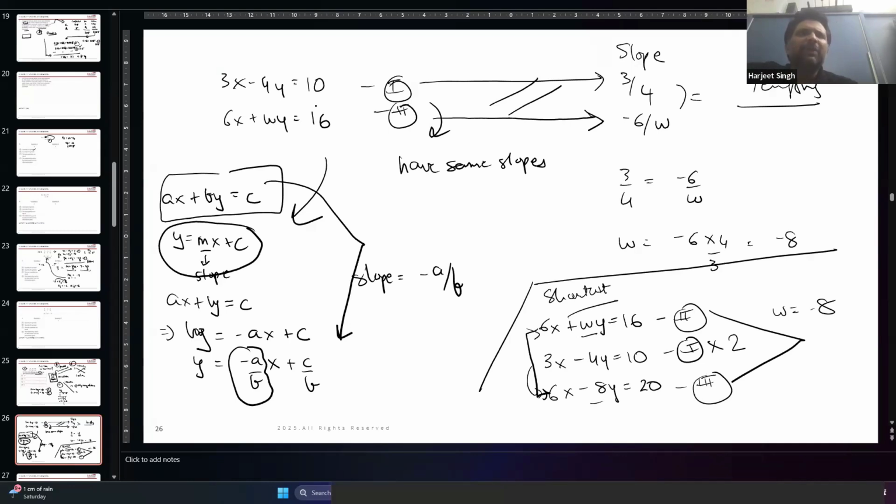Slope is minus a by b if it is ax plus by equal to c, always. So you can just make a note of that, number 1. Number 2, we can use the shortcut, which means the constant term which is known, both coefficients should be the same, if you're solving a parallel line setup problem like this. Okay? All right. Let's move on.